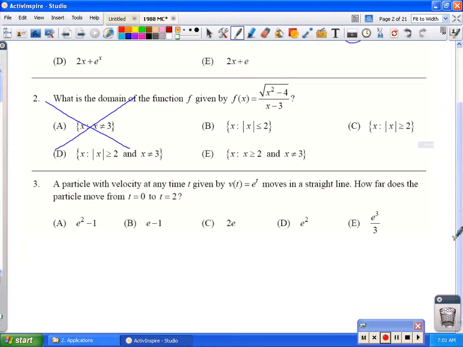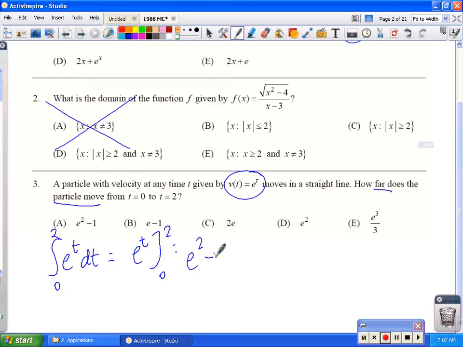Number three, we have the velocity of a particle. We're trying to find out how far the particle moves, so they're really asking us for the total distance. Now in this case, e to the t, all of the area is positive, so we don't have to do anything special to force any negative area to be positive. When we find the antiderivative of e to the t, we get e to the t, and when we evaluate it from 0 to 2, we get e squared minus e to the 0, and of course e to the 0 is 1, so e squared minus 1, which is letter A.